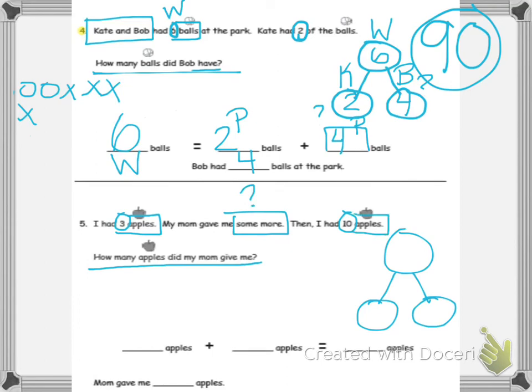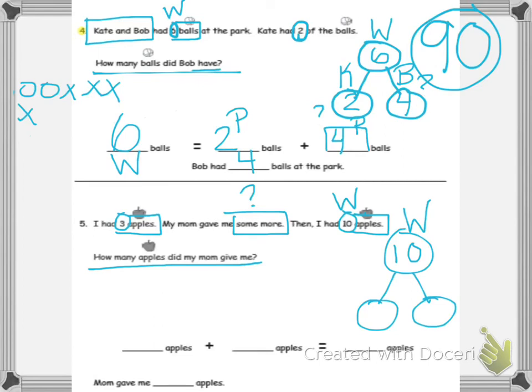And then I had 10 apples. So after she gave me some more, then I had 10 apples. That means after she gave me some more, I had 10 apples. So think about it. Does the word problem tell us the whole? Well, I know that I had 3. My mom gave me some more. And then after that, I had 10. So yes, it does give us the whole. 10 is our whole. Because after I had 3, my mom gave me some more. If I put those together, 10 is how many I have. So 10 is our whole. Remember, the whole is the parts that you put together.